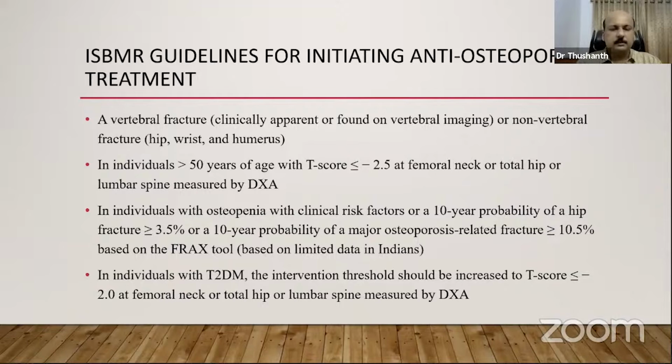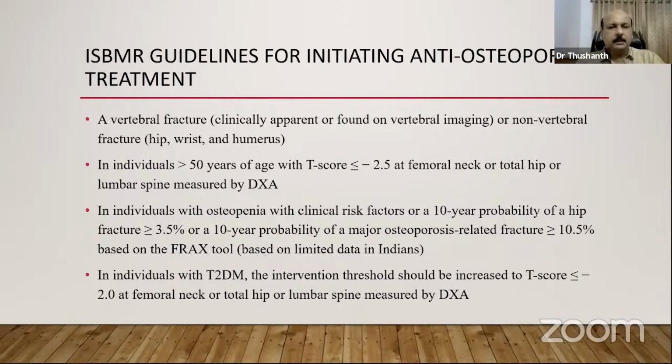These values are different. In general, it is 3% and 20%. If you look at the US recommendations, most of the recommendations put it as 3 and 20%. But for India, based on the limited data available from India, ISBMR guidelines take it as 3.5 for hip fracture and 10.5 for major osteoporotic fracture. And for diabetics also, they have put the guidelines telling that in diabetic patients, the intervention threshold should be increased to T-score less than -2 and not -2.5. So these are the ISBMR guidelines.